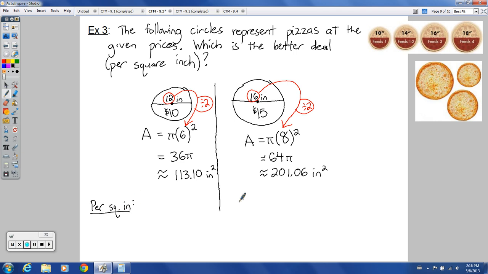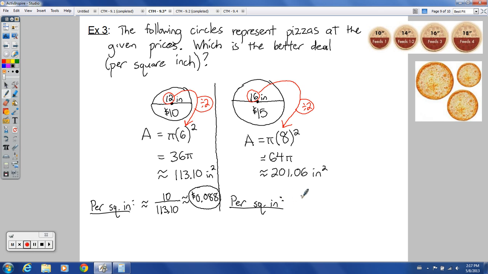So per square inch, what do we have here? Per square inch, what do we have over here? So this would be approximately per square inch. The cost per square inch would be cost on top divided by square inches on the bottom. And you put that into a calculator, 10 divided by that, you get approximately, it's going to be a decimal here, about 8.8 cents or $0.088 per square inch. So a very important piece of information there, not final answer, so I circle those things. I'll box in my final answer.